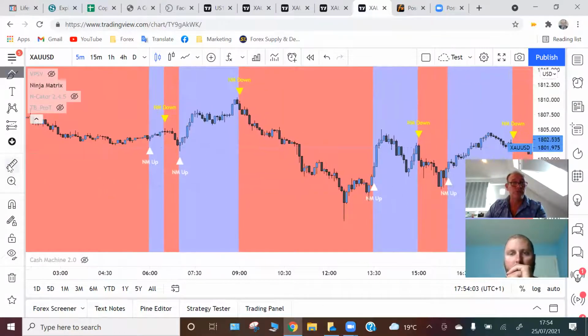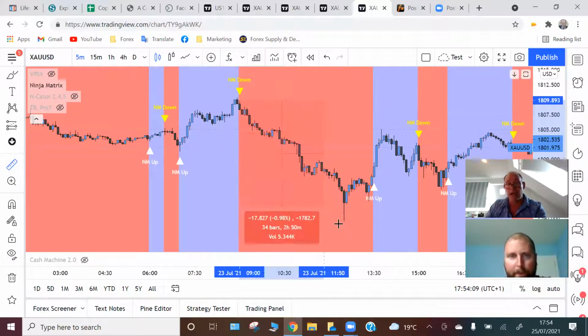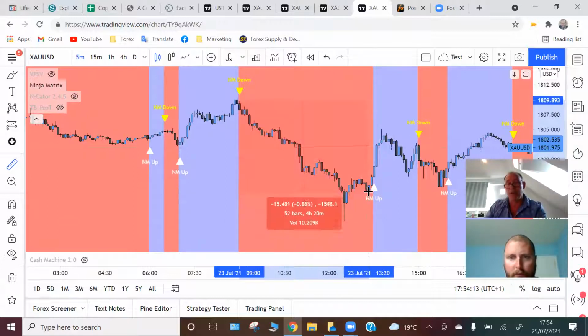So just quickly note, if we were to get in there, I'm not saying you do it, it's all about developing a set of rules. From there, if you get out right there, that'd be 2,000 pips. If you get out there, when it changed over from red to blue, 1469. And the total time was 4 hours and 20 minutes.